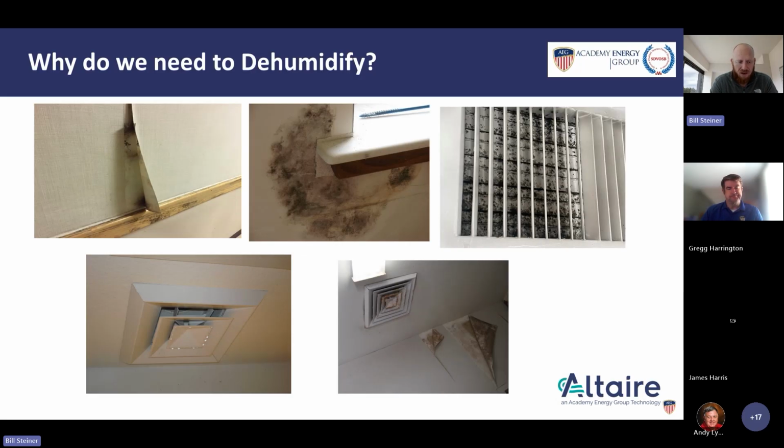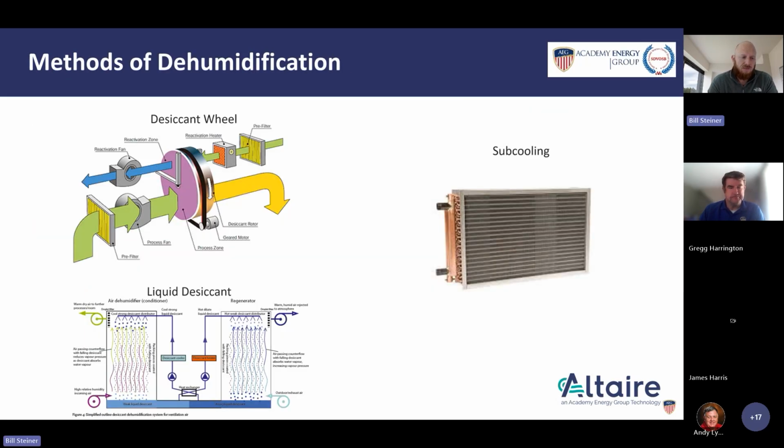It leads to all sorts of health issues. We get rusting of diffusers, wallpaper peels off. These are some extreme examples, but this is what happens if we don't adequately address the need to dehumidify our air. So what are some common methods?